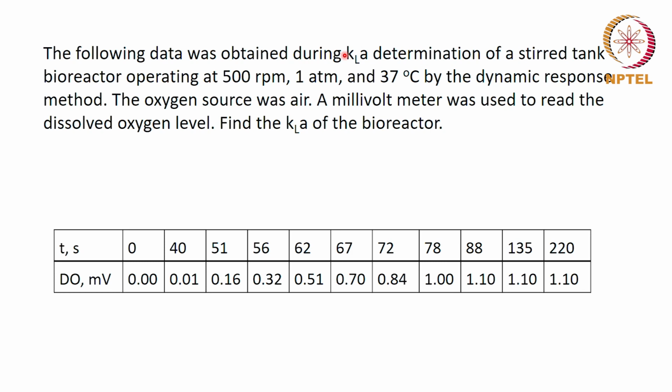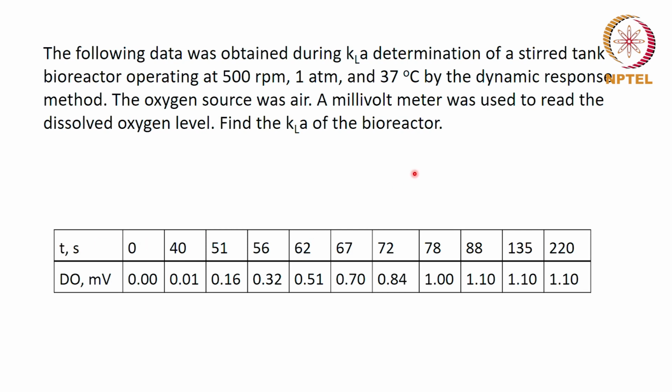The following data was obtained during KLa determination of a stirred tank bioreactor operating at 500 rpm, 1 atmosphere pressure, excuse me, and 37 degrees C by the dynamic response method. The oxygen source was air. A millivolt meter was used to read the dissolved oxygen level. Find the KLa of the bioreactor. You have the data here, DO in millivolts versus t in seconds.